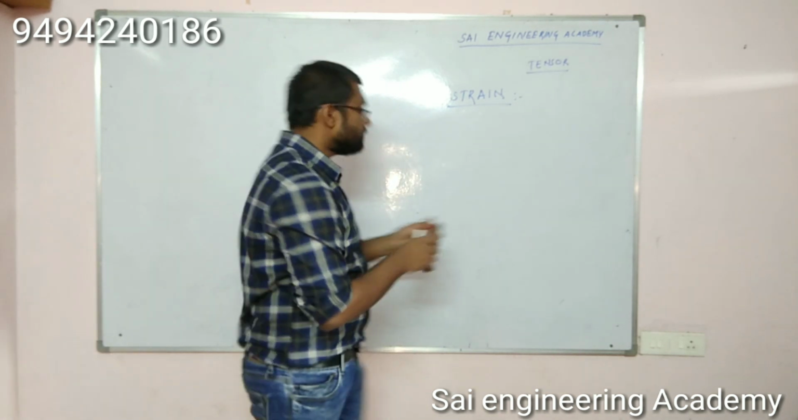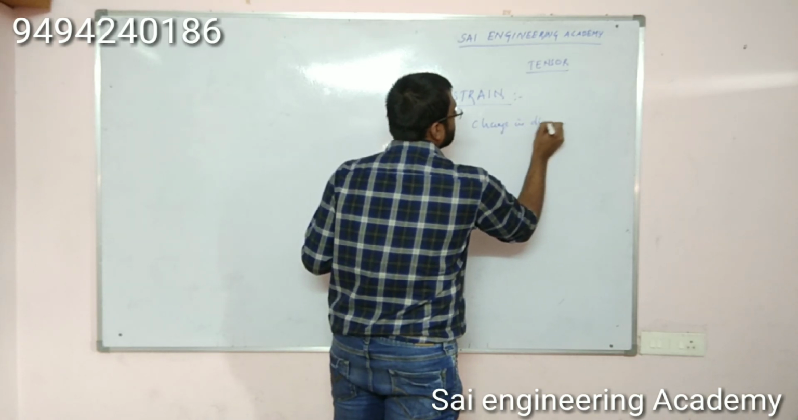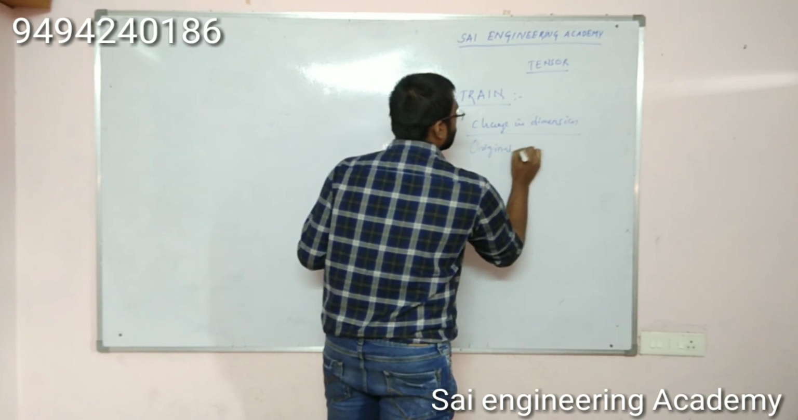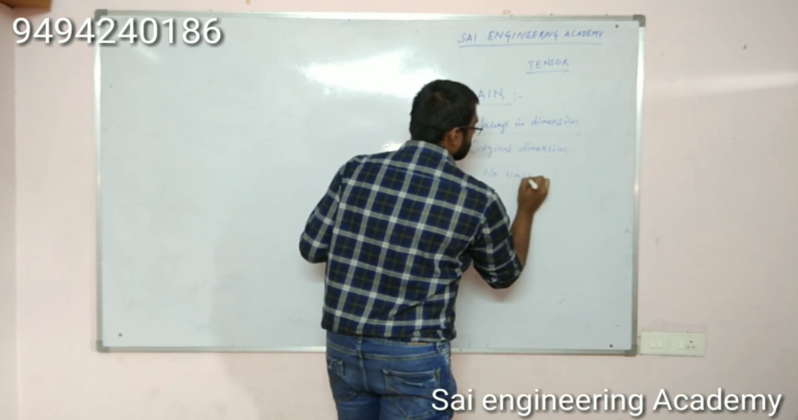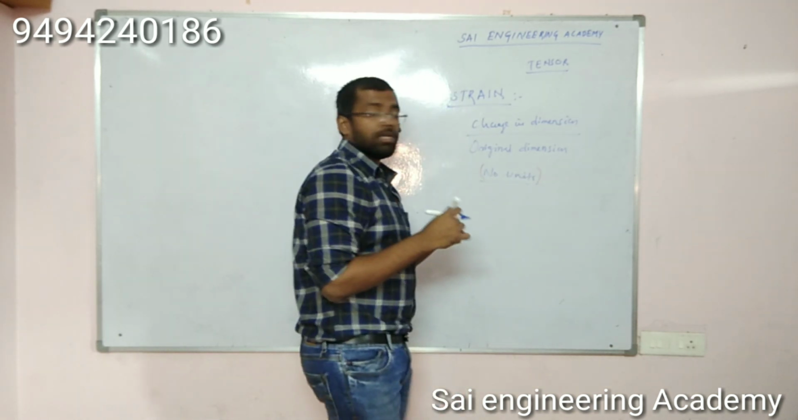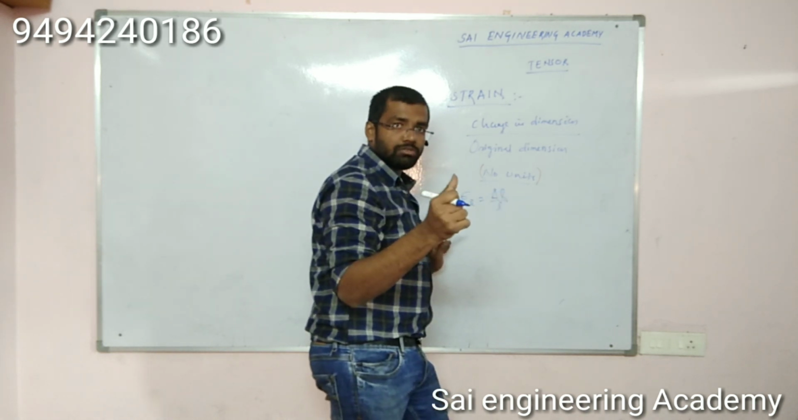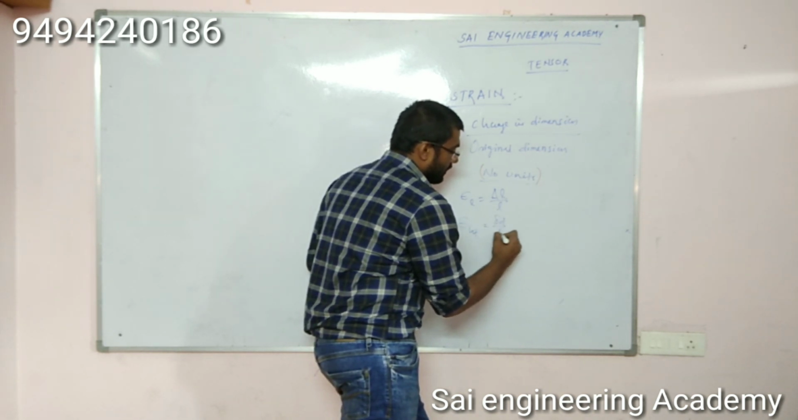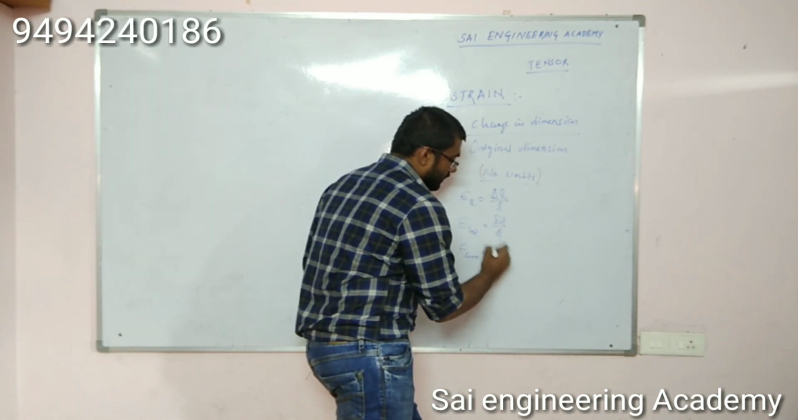Here my point is, whenever we say strain is change in dimension per original dimension, people say, sir, strain doesn't have any unit. Correct, I agree, but not all strains. Your longitudinal strain, epsilon L, delta L by L, no units. Your lateral strain, change in diameter per original diameter, no units. Your superficial strain, change in area per original area.